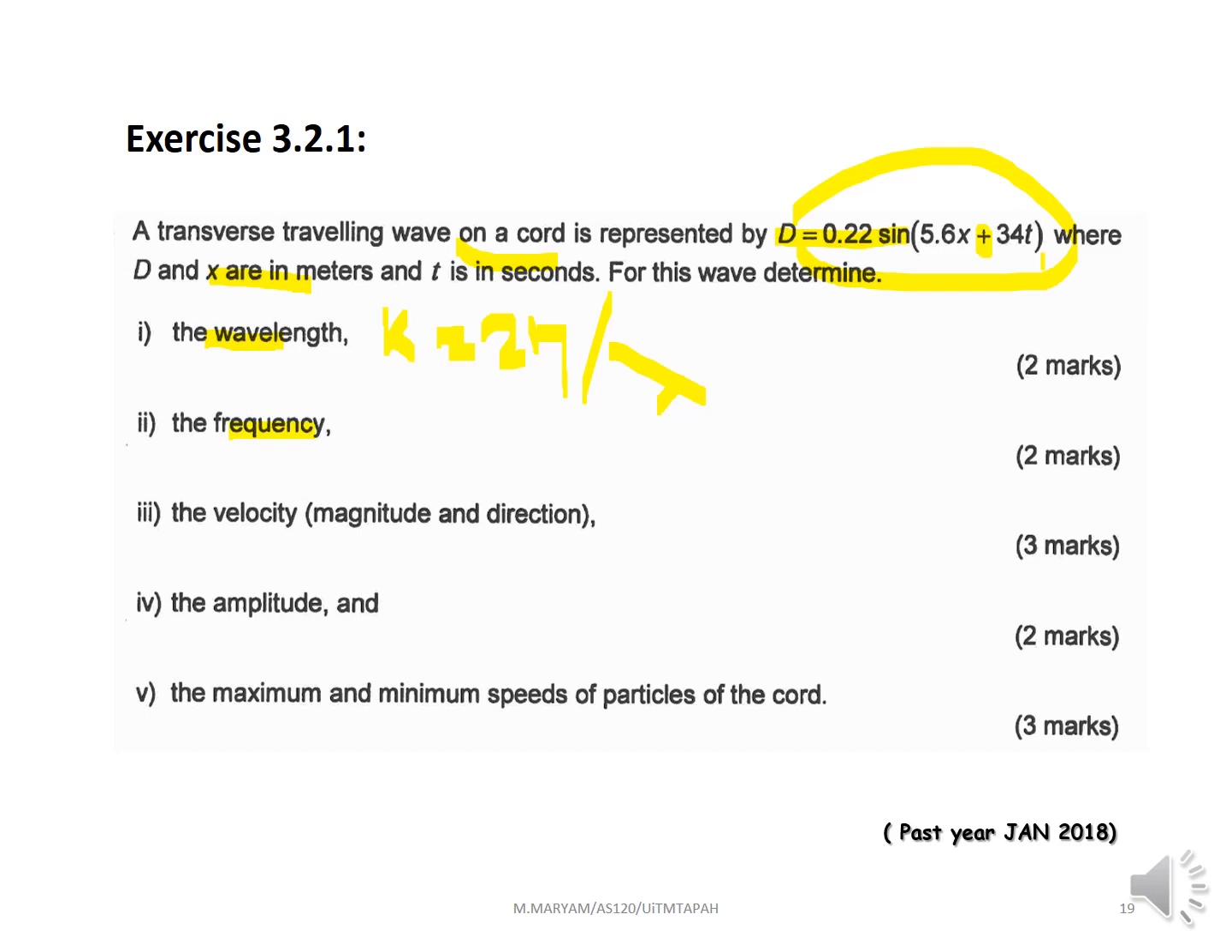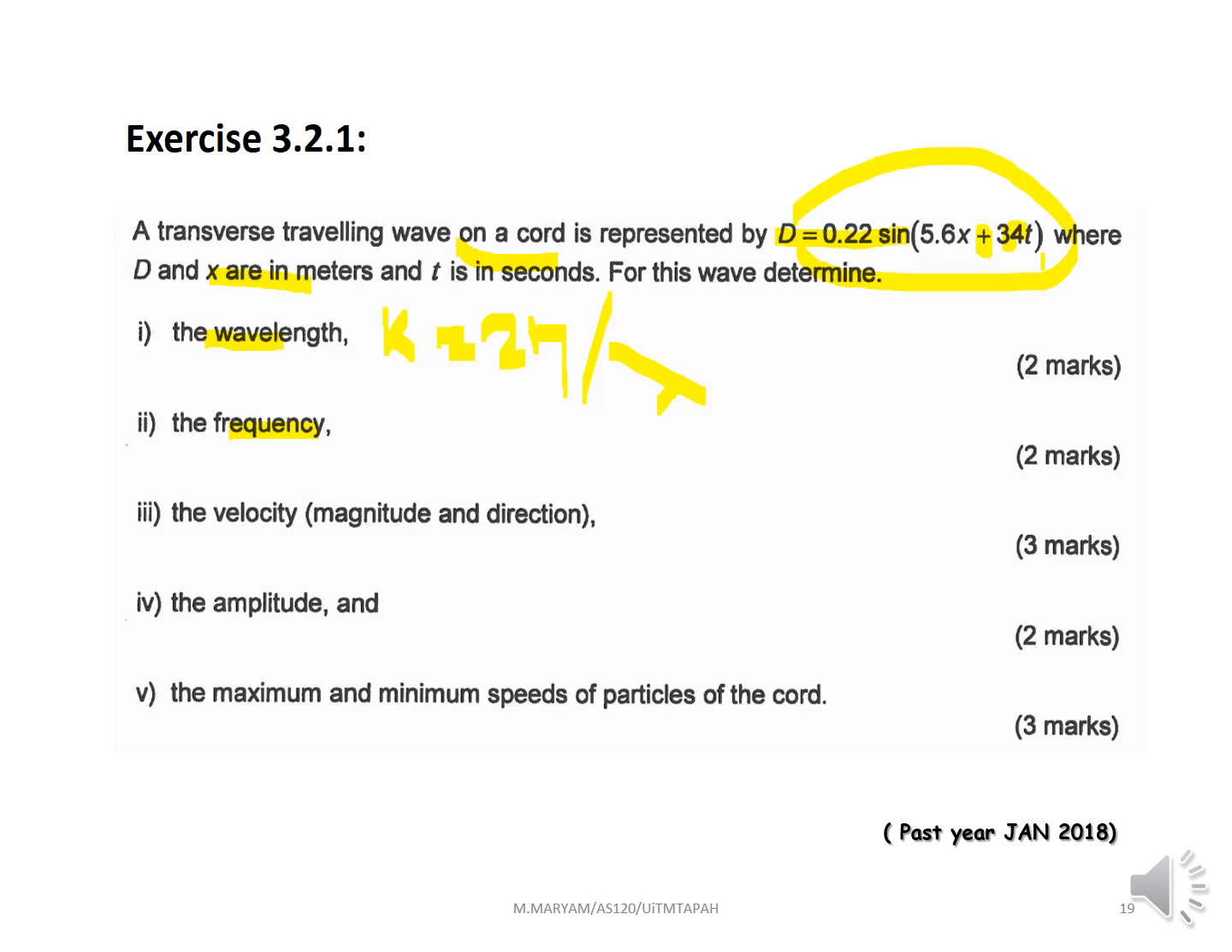For the frequency, use the information from here, 34. 34 represents omega, so you can find omega equal to 2 pi f. Then you can find the frequency. The velocity equals f lambda: f from part 2, lambda from part 1. So you can find the velocity.